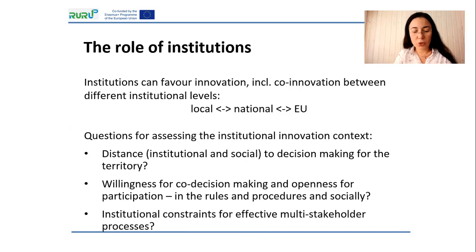What is the role of institutions when we speak about social innovations and social and institutional innovations? Institutions are actually critical because they can favor innovation. They can also prevent innovation, or at least become a barrier to innovation happening in certain rural areas.